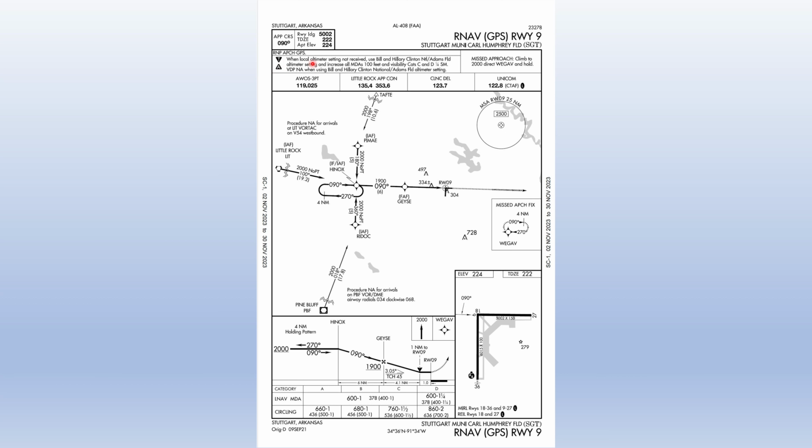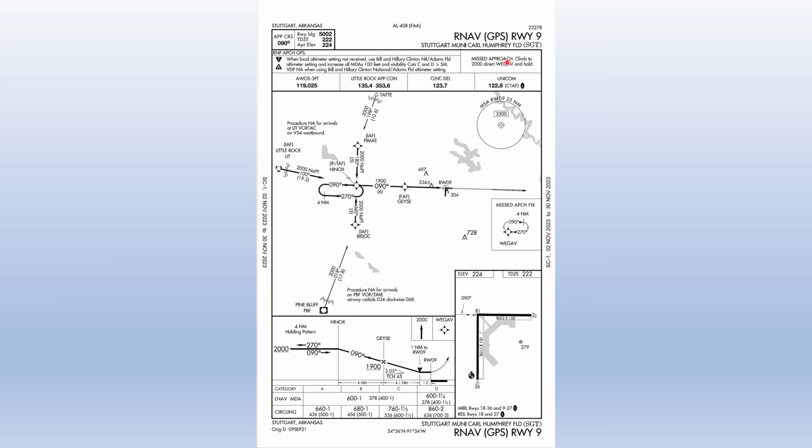Does have some notes about if we do not get the local altimeter setting, we need to use Little Rock's airport, and we increase MDAs for certain categories of aircraft, and we also increase visibilities. And then it says that the VDP, or the visual descent point, is not authorized or not available when we use the Little Rock altimeter settings. None of that applies to us. We will be using the local Stuttgart altimeter, so none of that is applicable to us.